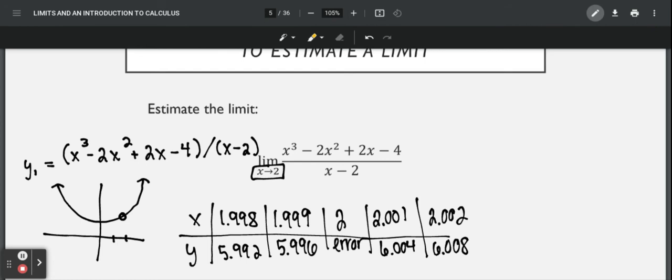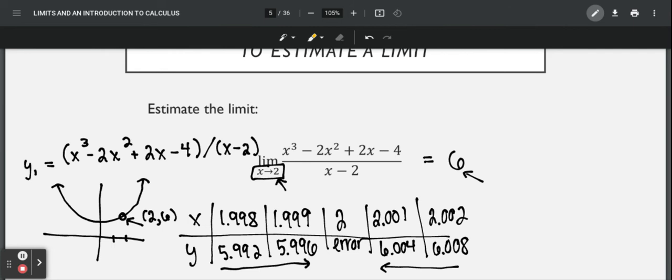And then at 2.002, we were at 6.008. And so when you start to look at the patterns, this 5 is getting increasingly close to 6. There's an error at 2, and then all of a sudden it jumps to just a little bit above 6. So you could make a pretty reasonable guess that the limit as x approaches 2 of this function would be 6, which means that this hole right here in your graph would be at the point (2, 6). The x coordinate's 2 because that's what it was approaching, and the y coordinate of the hole is 6, and that's what the limit is.